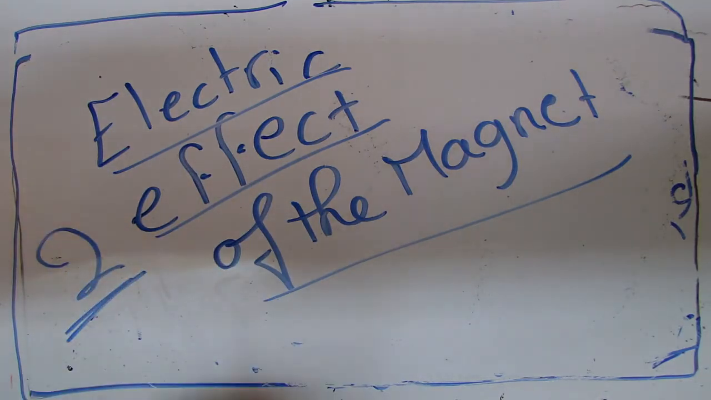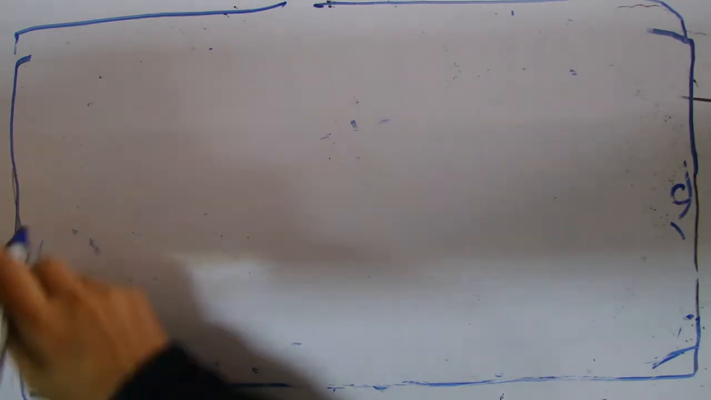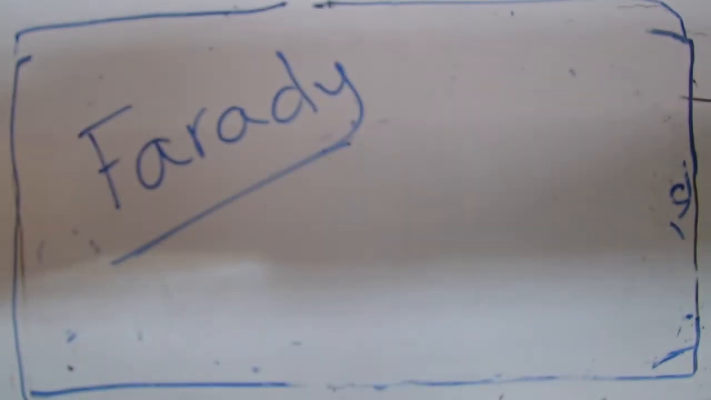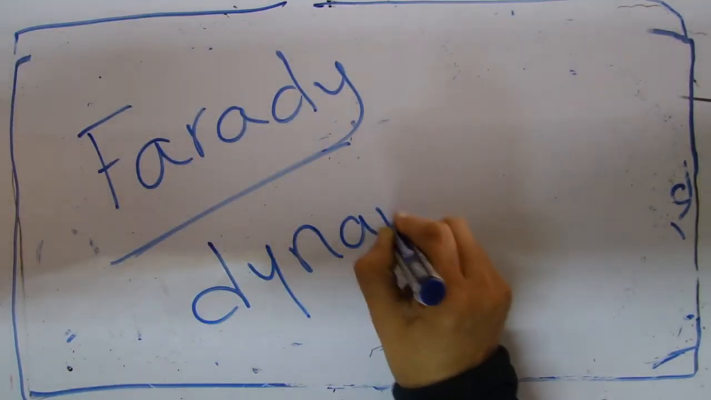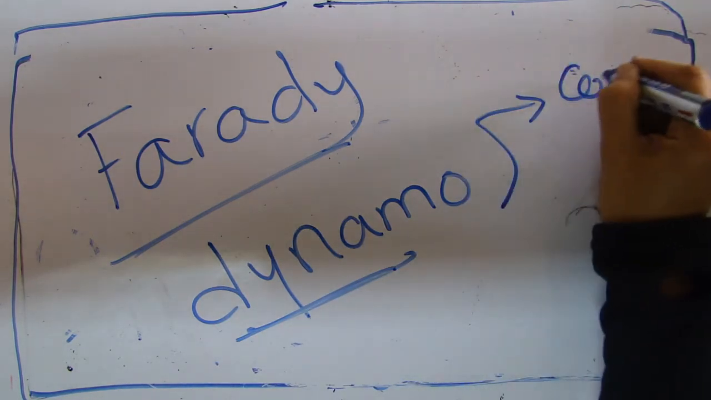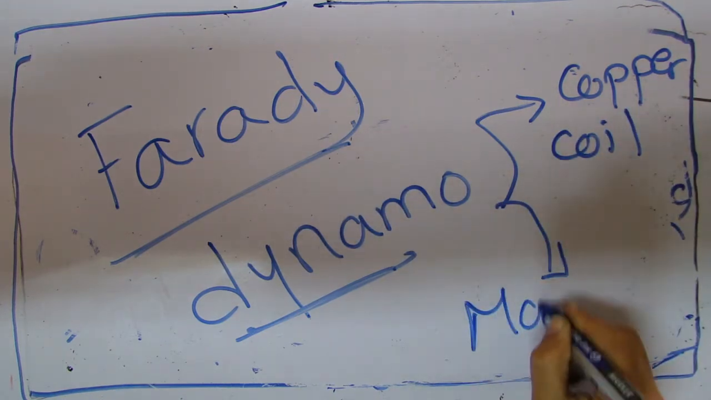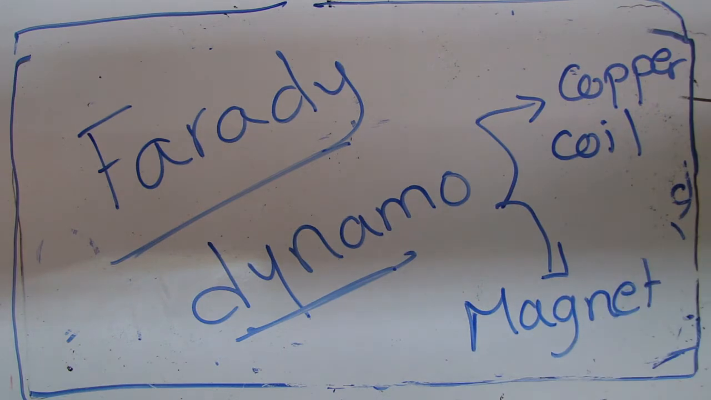There is a scientist called Faraday. This is the scientist who discovered how to make the dynamo. So Faraday was the first one who made the dynamo. A dynamo consists of a copper coil and a magnet. Here is the copper coil, this one, and the magnet, which make the structure of the dynamo.